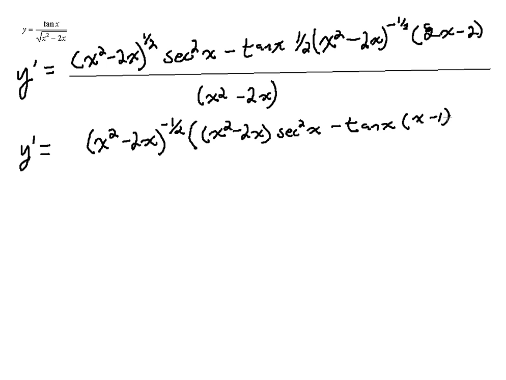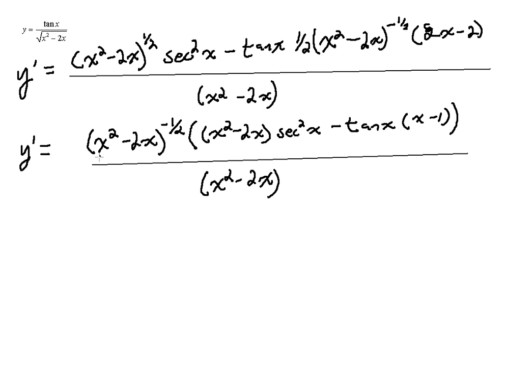And then again, we'll have this fraction bar, and that will be all over x squared minus 2x. I have (x squared minus 2x) to the negative 1/2 in the numerator, and (x squared minus 2x) to the 1 in the denominator. So I can rewrite that as x squared minus 2x in the numerator times the secant squared of x minus the tangent of x times x minus 1.